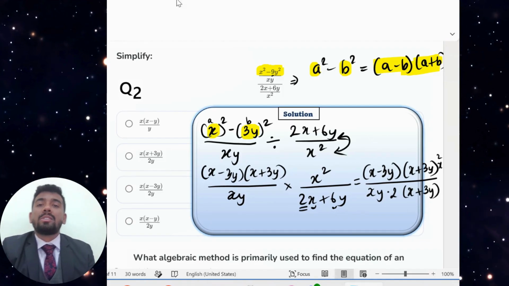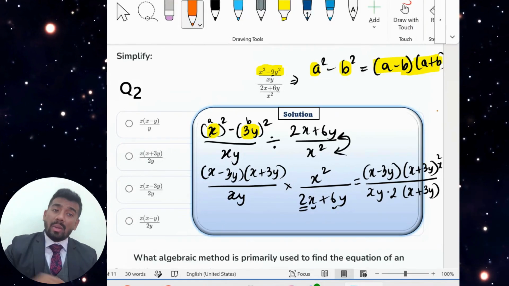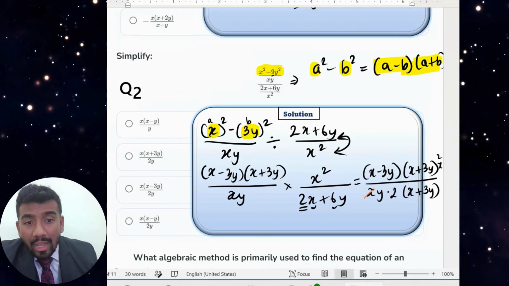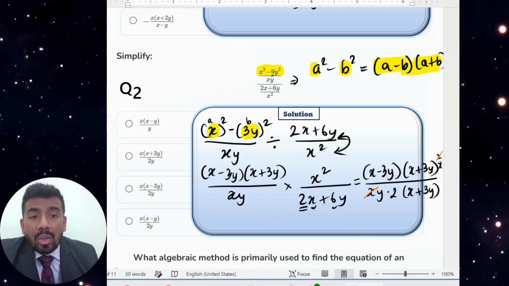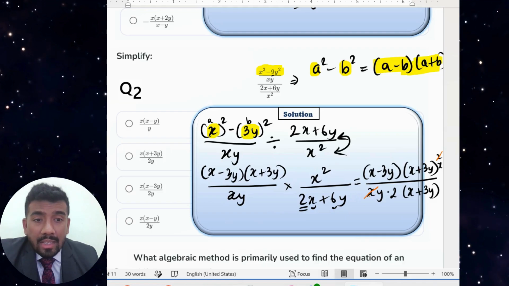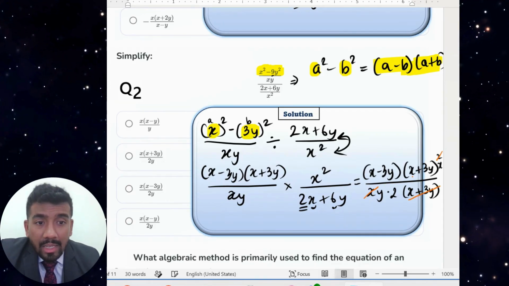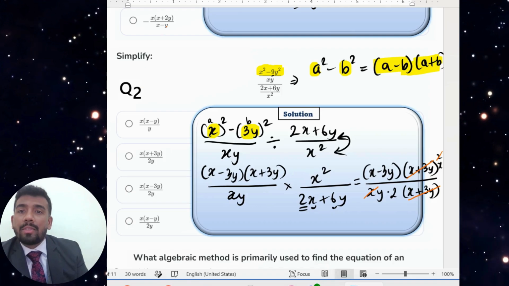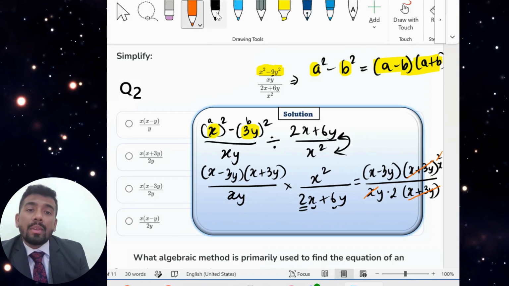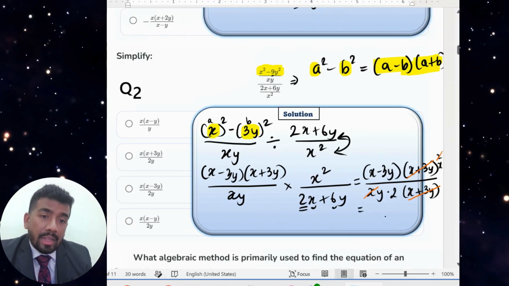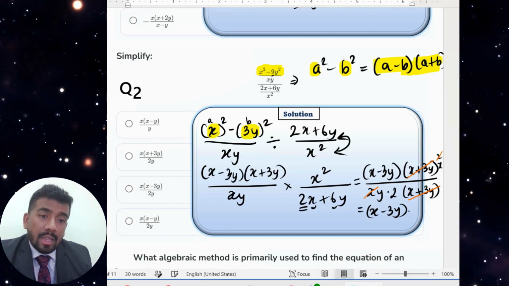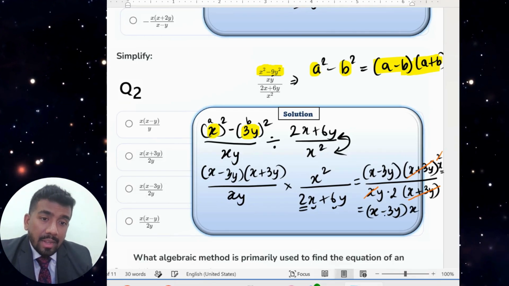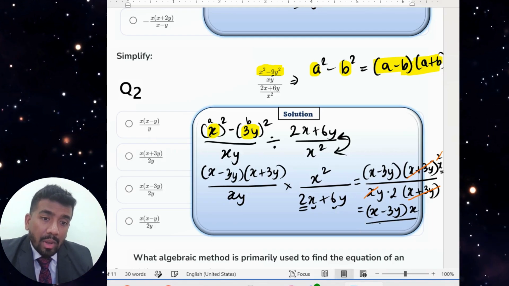Now, let's go to the cancellation journey. What's the cancellation? 1x and 1x will get cancelled because you have x square. So if 1x gets cancelled, x plus 3y and x plus 3y will get cancelled. So what remains now? You are left with x minus 3y times x, because 1x is still remaining, over 2 and y.